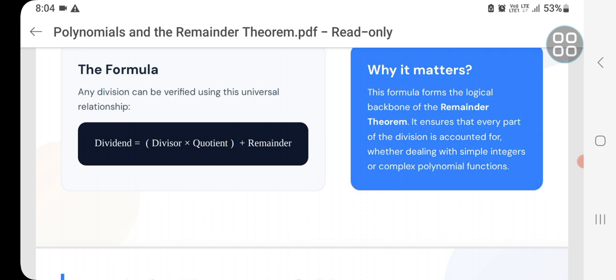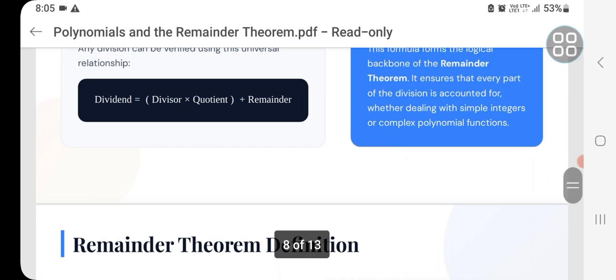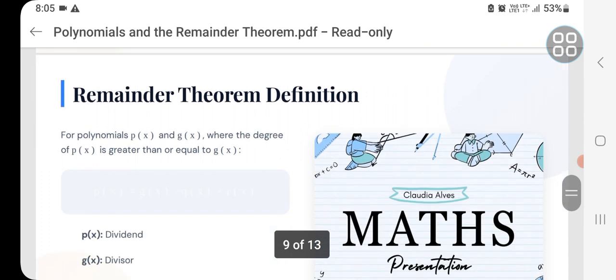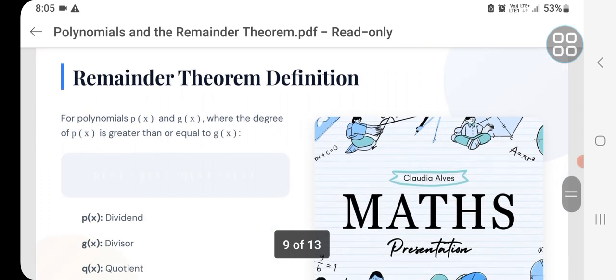It ensures that every part of the division is accounted for, while dealing with simple integers or complex polynomials. The function will be used. Okay. So for that purpose, I insert it here. So now we enter into the remainder theorem. So just see, the remainder theorem.